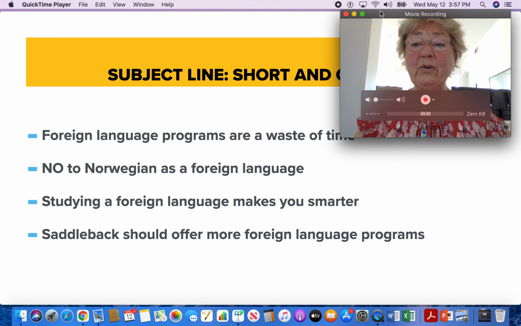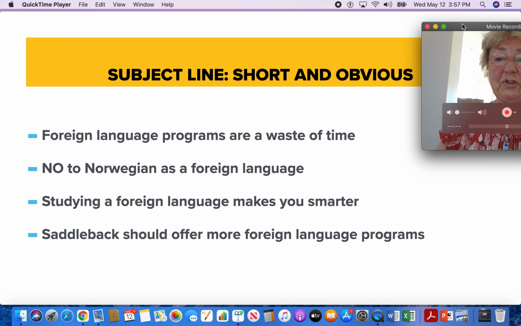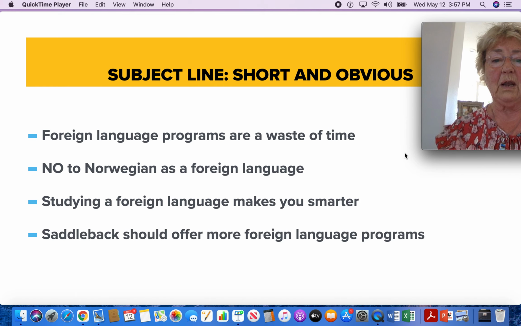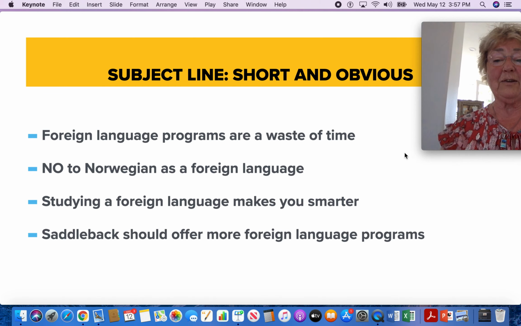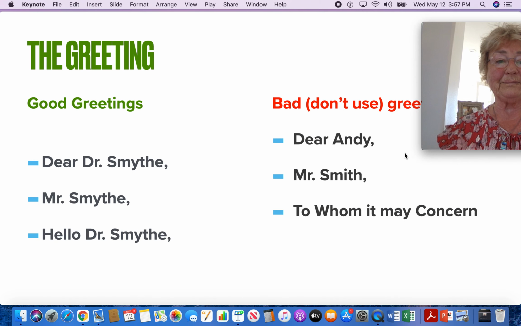In your email, your subject line should be short and obvious. For example, foreign language programs are a waste of time. That's pretty obvious. Or no to Norwegian as a foreign language. Or studying a foreign language makes you smarter. Or Saddleback should offer more foreign language programs. That could be your subject line.